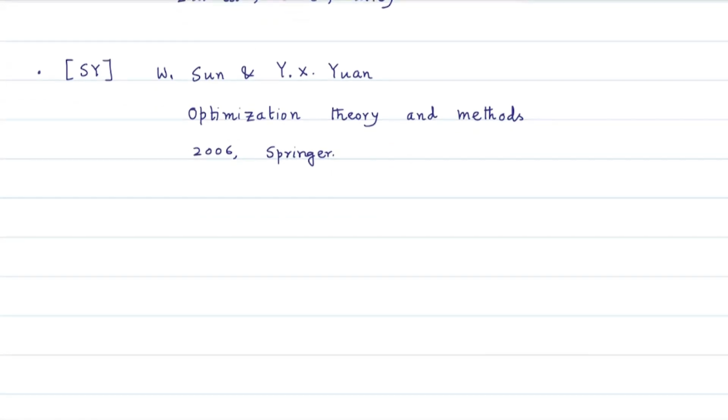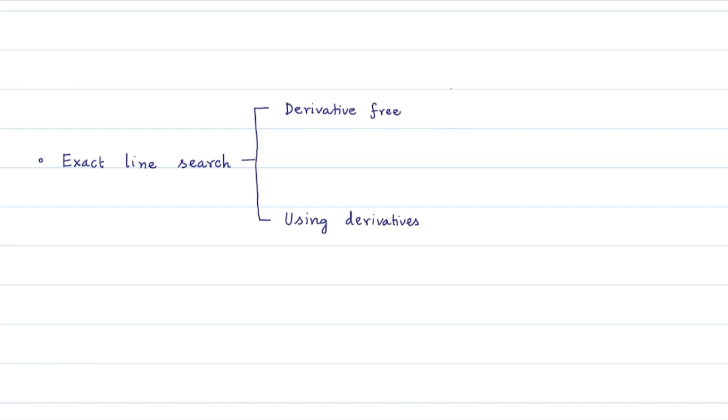Exact line searches are categorized into 2 parts: the ones which use derivative of the function phi and the ones which do not use derivatives. So for exact line searches, we have 2 categories. One is derivative free methods and another is the methods using derivatives. In derivative-free methods, we have two categories of methods. Those are simultaneous search and another is sequential search.